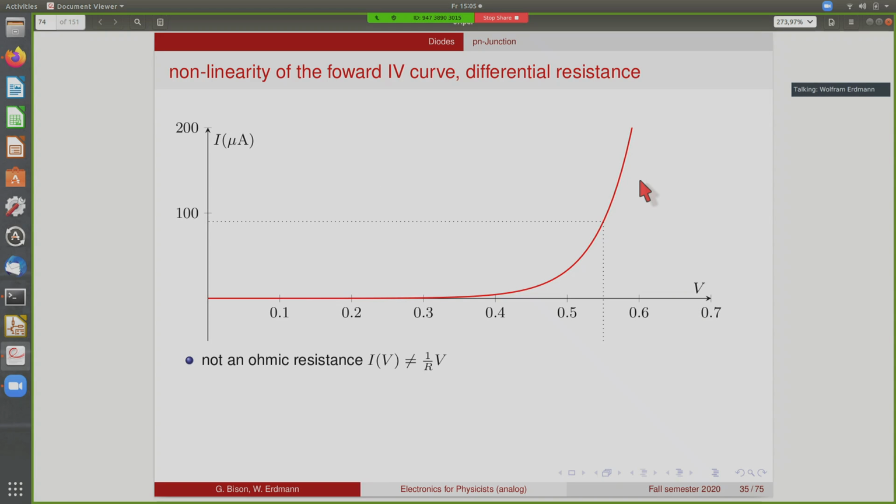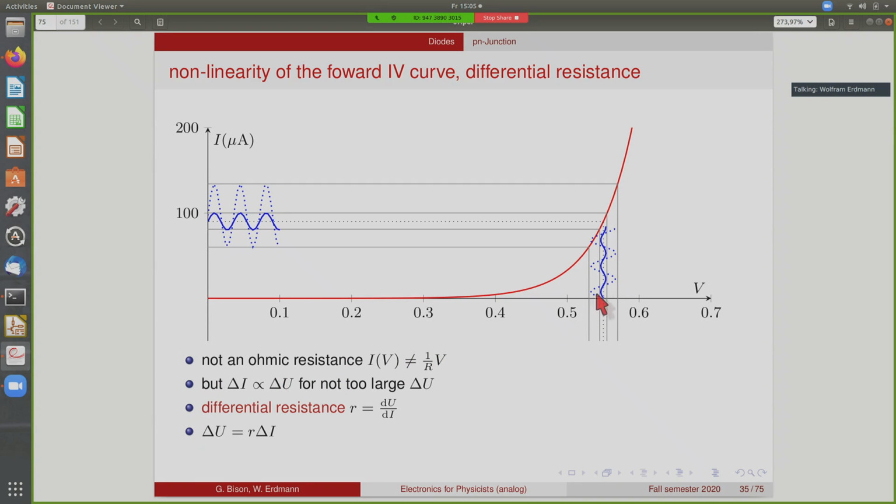Okay, another feature of the real diode IV curve is the fact that it's nonlinear. Obviously, this is not a straight line, not an ohmic resistance. So the current as a function of voltage is not simply voltage divided by R. But when we are at a working point and have a small variation of a voltage, we can still argue that the variation of the resulting current is a linear function of the amplitude of the voltage change. If you have a small delta U, symbolized here by these sine waves, then we have a corresponding and proportional amplitude of the current that flows through the diode. If you make it larger, then we get a larger response of the current.